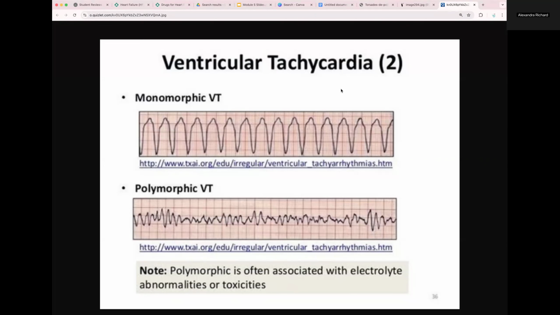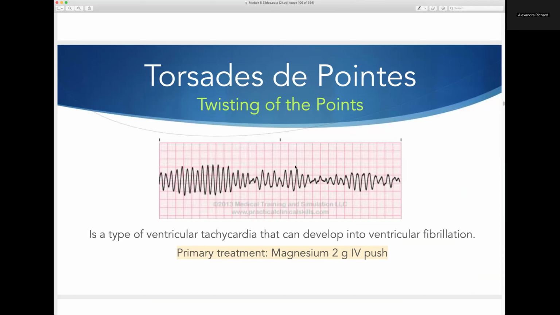So monomorphic tachycardia, mono, right? It has the same appearance. Polymorphic, it has a more chaotic appearance, okay? So now let's go back. Torsades de Pointes is a type of ventricular tachycardia. So is Torsades de Pointes polymorphic VTach or is it monomorphic VTach?